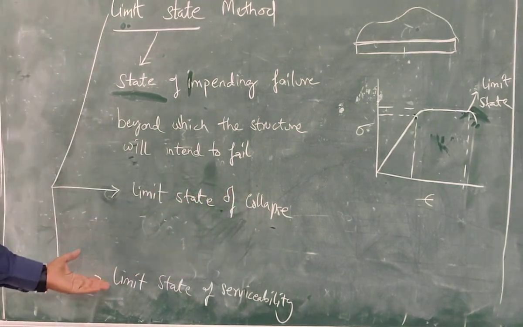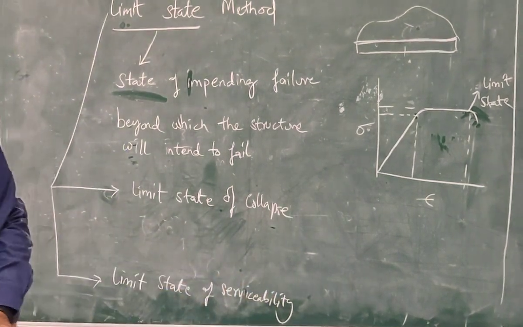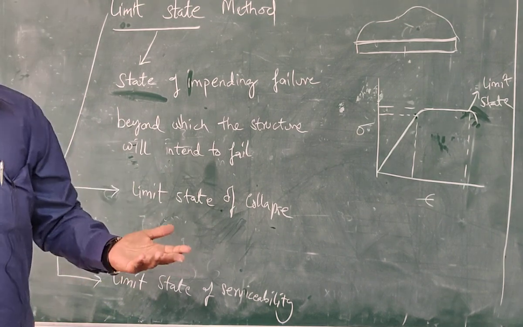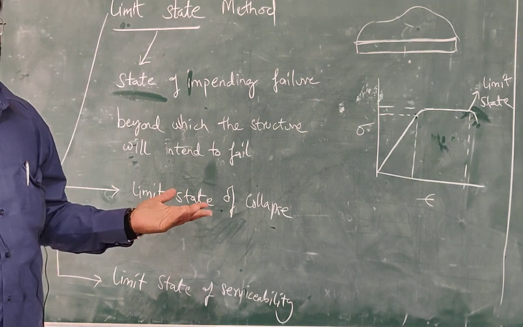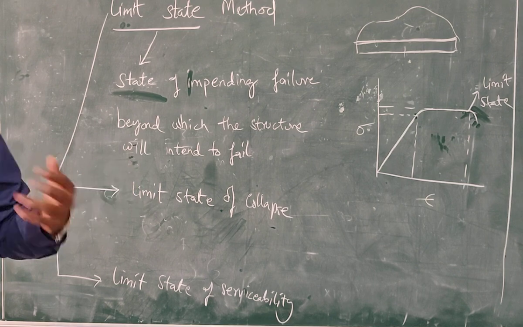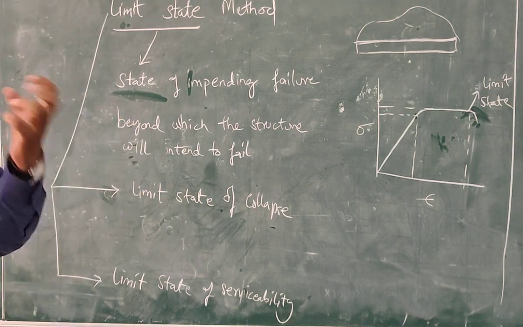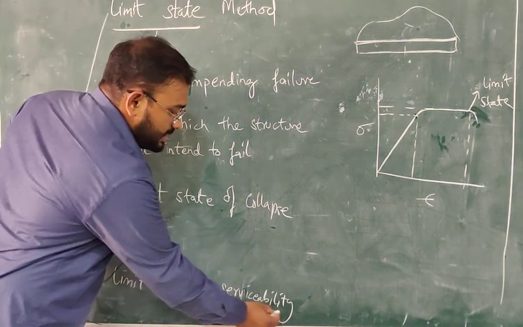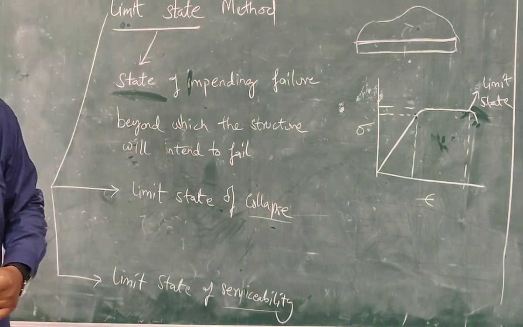Now what do we mean by serviceability? The structure should have some safety and serviceability, and it should have some durability. Suppose you have designed one G+5 structure. Now how can you tell what the lifespan of the structure is? That is discussed in serviceability. How to design will be discussed in collapse.